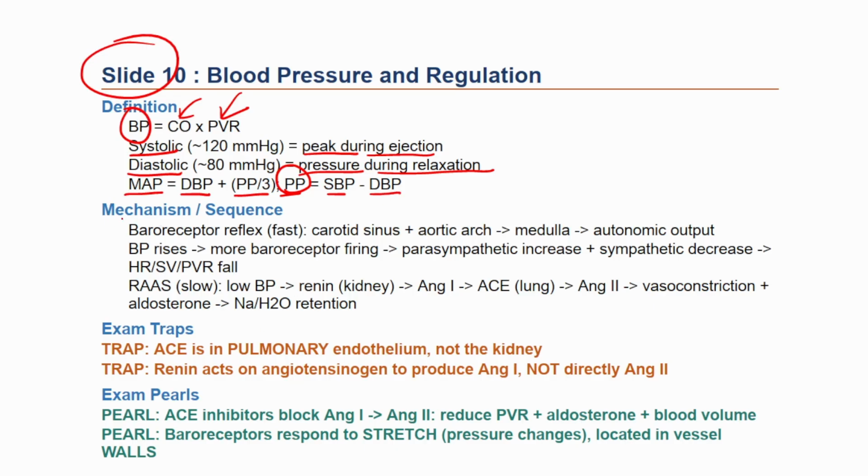Now going into the mechanism segment, where it starts with the fast baroreceptor reflex. This rapid neural loop monitors stretch via the mechanoreceptors located in the carotid sinus and aortic arch, routing signals to the medulla to adjust autonomic output. The mechanism goes as follows: when BP is high, baroreceptors increase their firing, which in turn increases parasympathetic outflow and decreases sympathetic outflow, which causes the heart rate, stroke volume, and peripheral vascular resistance to fall.